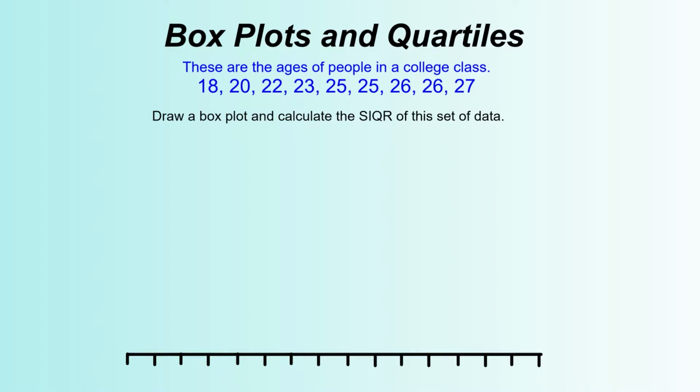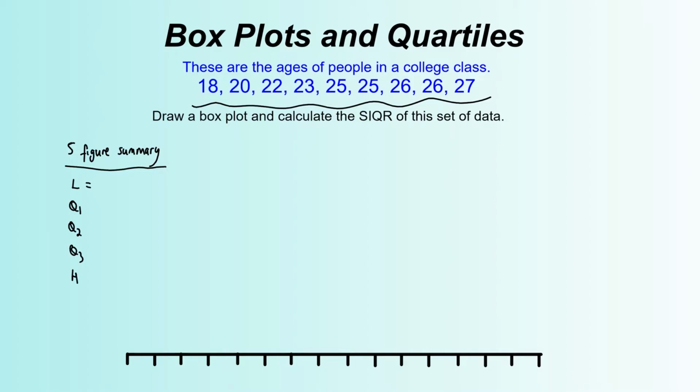So we've got a little bit of information here that is telling us about the ages of people in a college class. So this is what we're going to be working with today. And we're going to use this information to draw our box plot. For a box plot, we need 5 points of information, which is called a 5-figure summary. It consists of these 5 points, starting from the lowest value, what's called Q1, Q2, and Q3, up to our highest value.